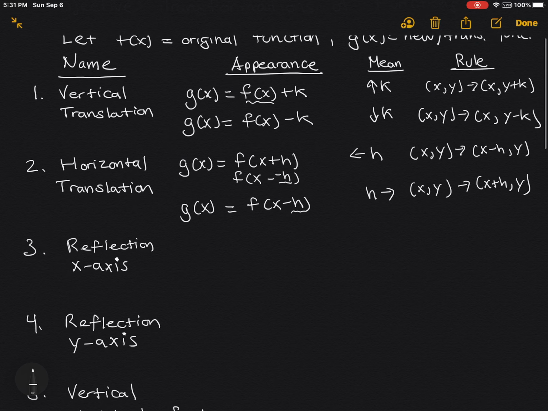All right, so moving on to reflection in the x-axis. And this one is fairly intuitive. I think you guys have seen this before. You have a negative in front. The negative, all it does is reflect. And so for meaning, I guess I'm just going to leave this column blank.